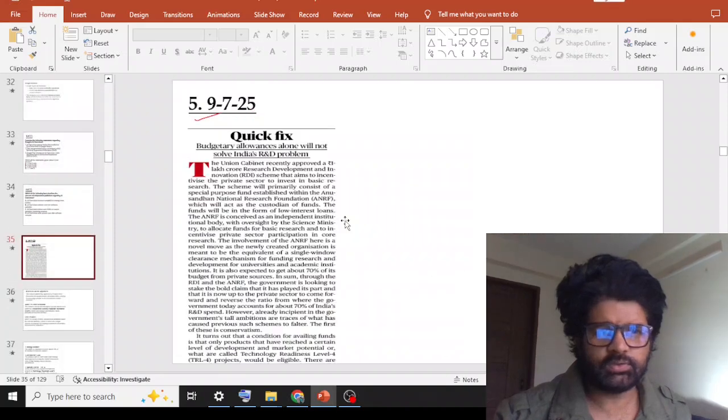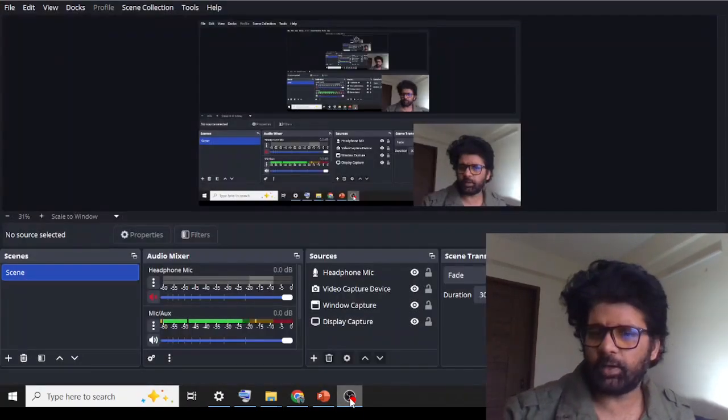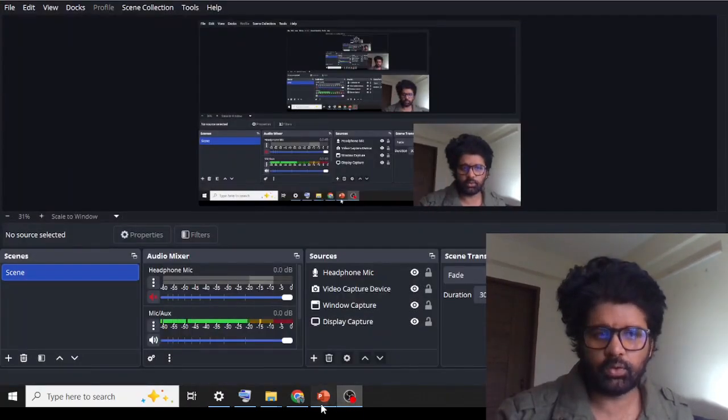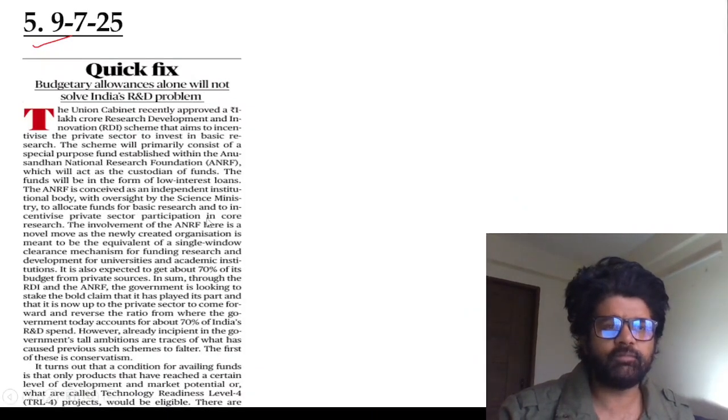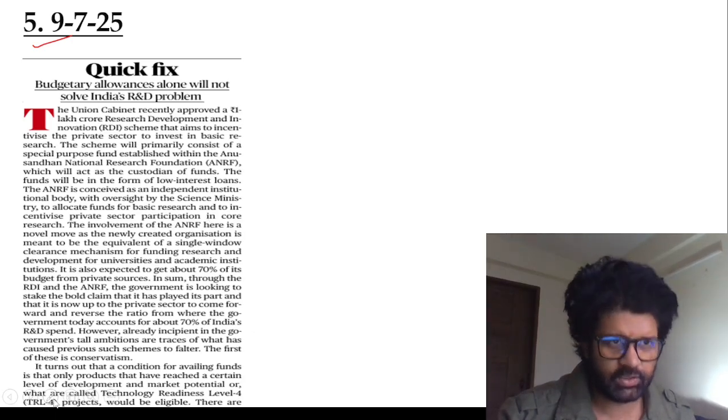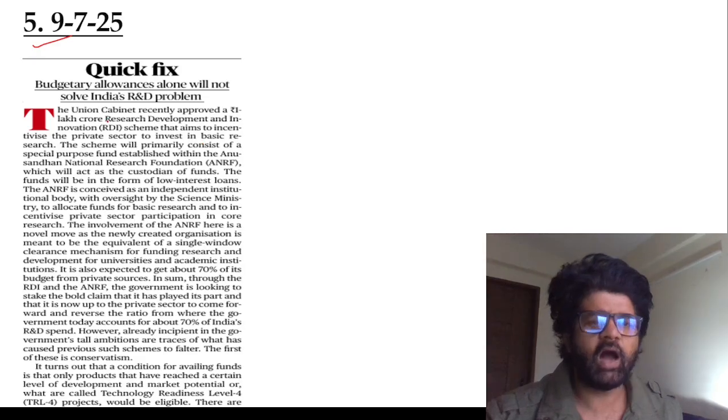50 most important science and tech articles. We are at the fifth article. So, budgetary allowance. What the government is doing is coming up with a new research and development and innovation scheme. As you can see here, 9th July 2025, RDI scheme.